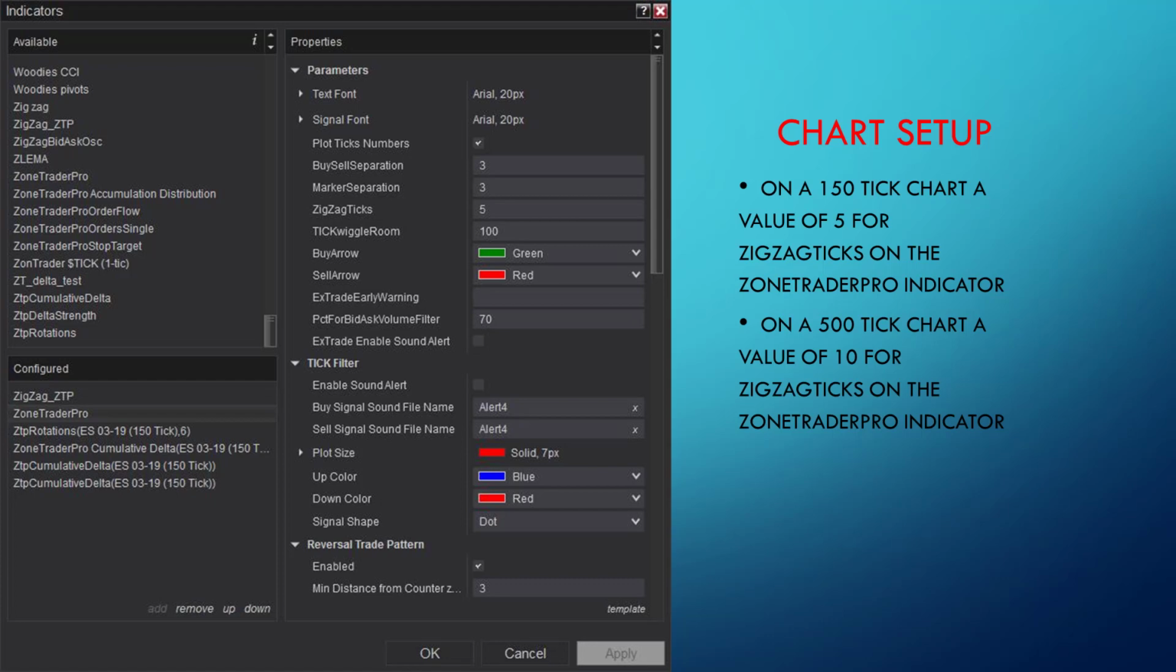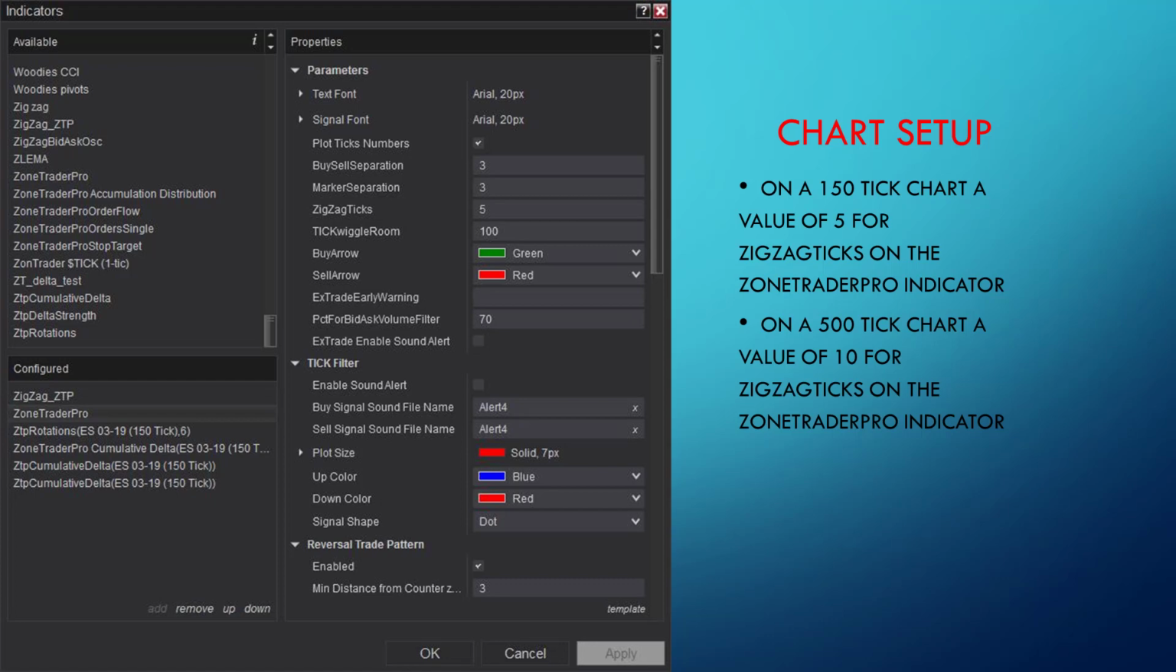I'd like to take this time to remind you why we use these values. There's nothing special about a 150 tick chart or a 500 tick chart. They just look normal to me. And you can change these without any problem. You do not want to change the zigzag tick values, however, that we've gone over here.